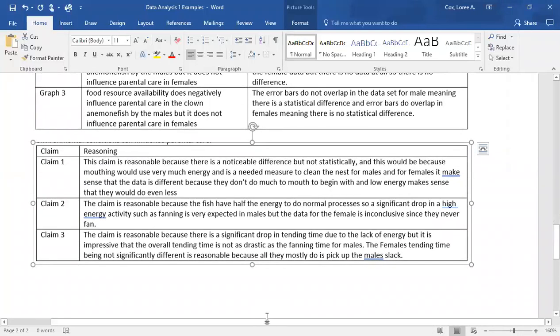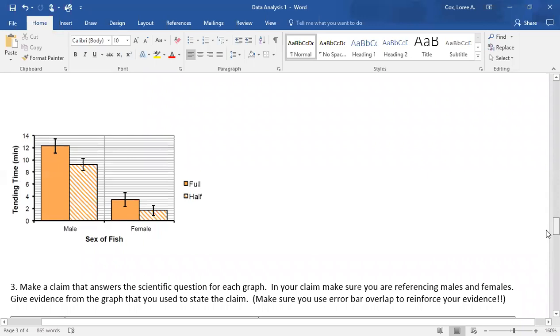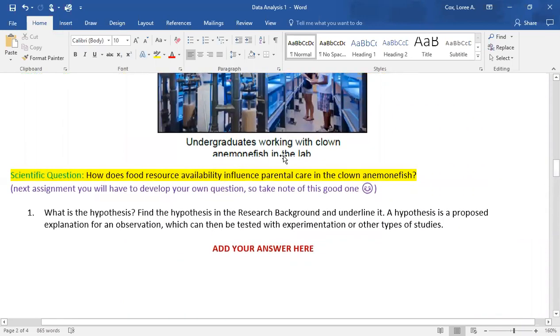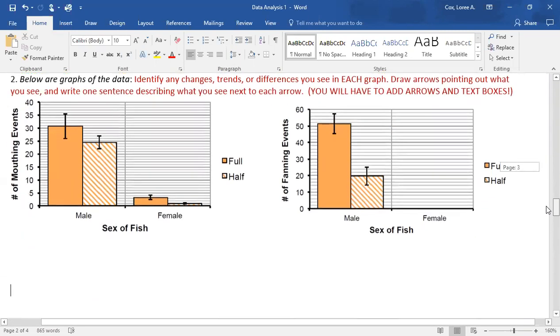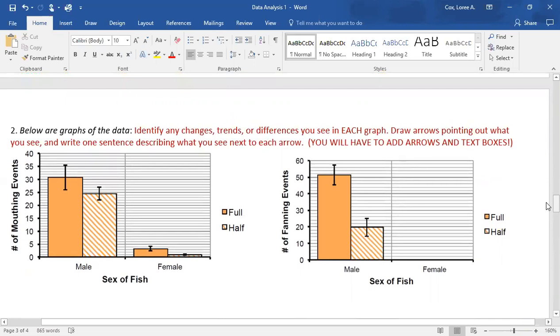Okay, so guys, claim, evidence, reasoning. Please, please read the scientific question. How does food resource availability influence parental care in clownfish? And then do our claim based on that scientific question. Okay, so our claim has to have something to do with this question. Okay, not just kind of randomly making a claim based on what you're seeing. Okay. All right, look at the graph. If we have error bars, please examine overlap, please. That's a very important part of this.